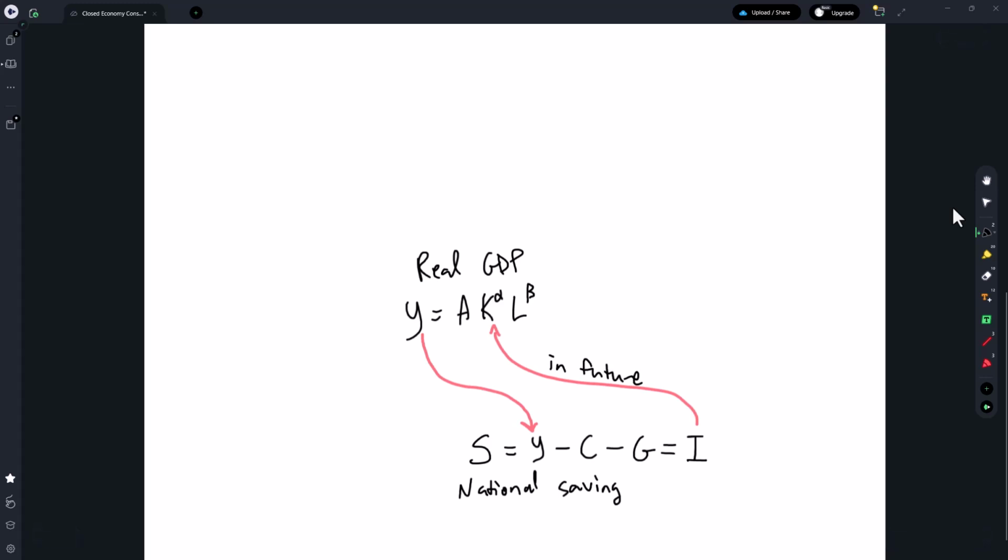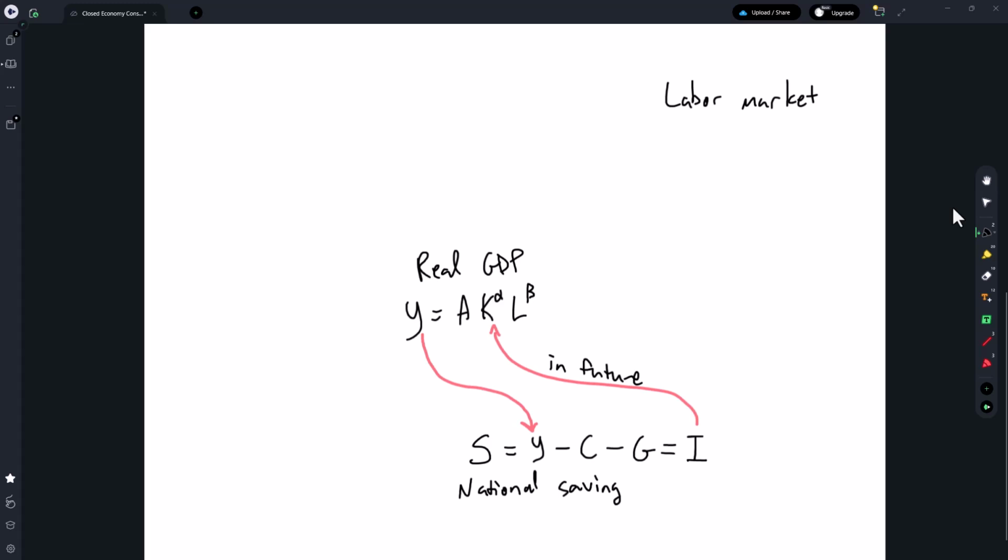Next, we can look at the labor market, where we have a supply and demand for labor. The labor supply comes from the households, people wanting to go and find a job, and the labor demand comes from firms wanting to hire people.